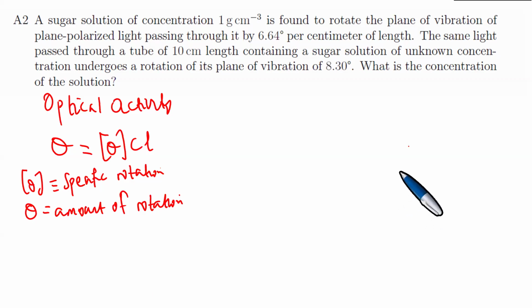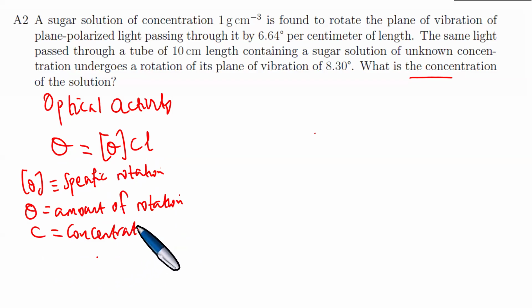So we're then saying, what is the concentration of the solution? Obviously, a couple of things you need to take into account. Now I'm just speaking about the symbols. The specific rotation is the theta in the square brackets. The theta without brackets is the amount of rotation, and C denotes the concentration. And then L refers to the path length.